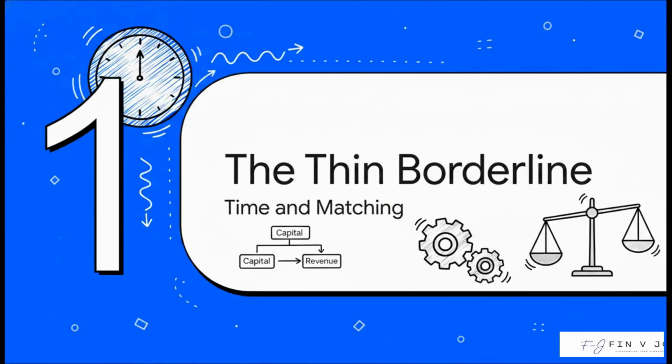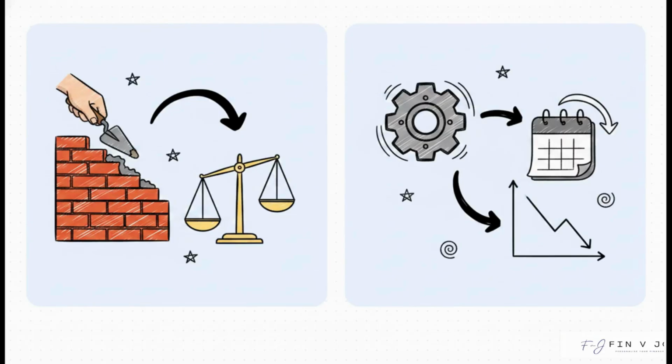All right, part 1, the thin borderline. So, to really understand the core theoretical difference here, we have to look closely at the time factor and the matching principle. See, capital expenditure builds the foundation of a business. It generates these enduring, long-term benefits that stretch over more than one accounting period. Because of that, it gets neatly parked on the asset side of the balance sheet.